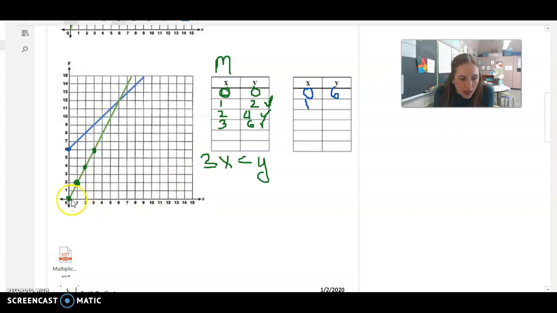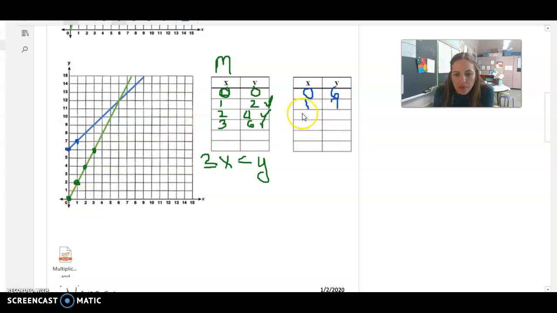So we're going to go along the x-axis and find 1, and then move up to see where the blue line crosses. So it crosses right here, and it looks like it's right at 7. So when x is 1, y is 7.